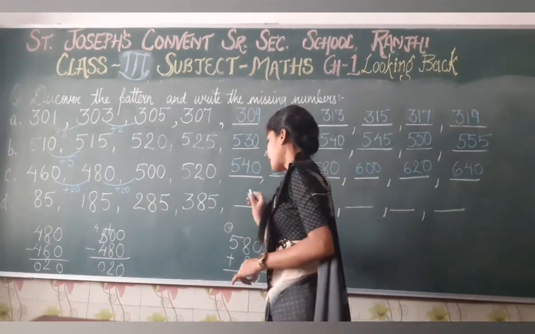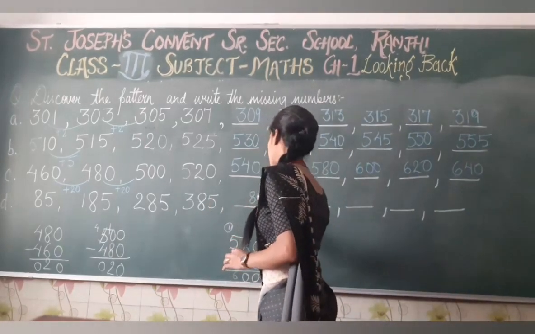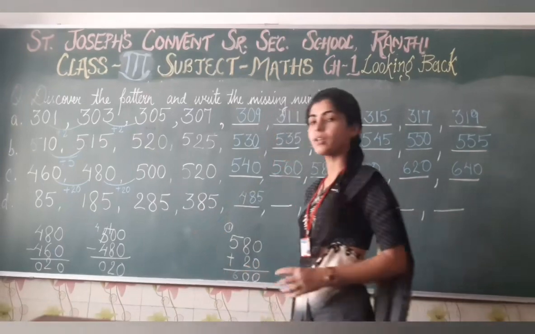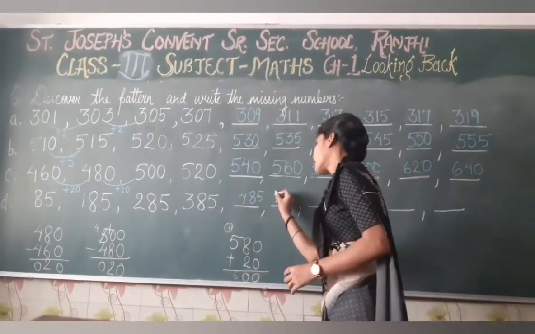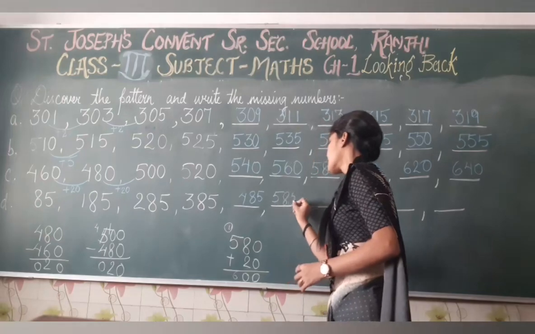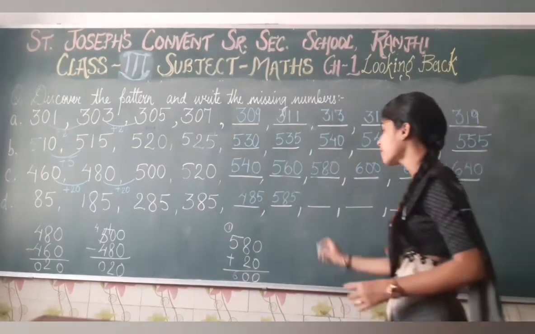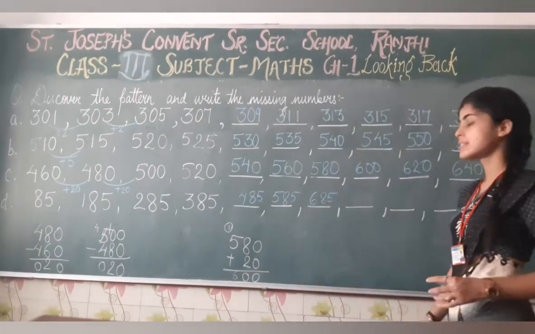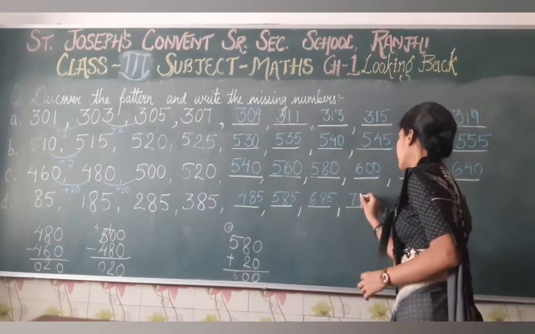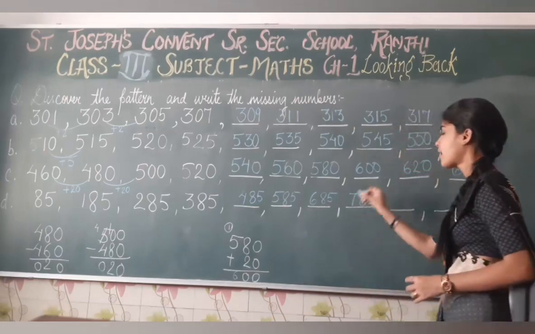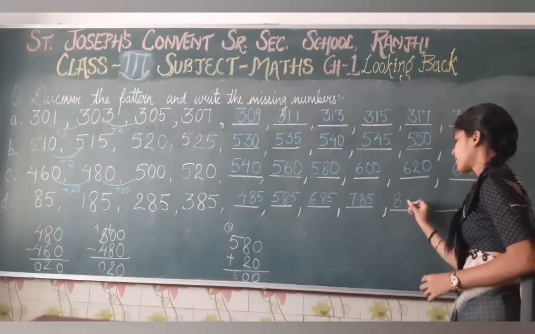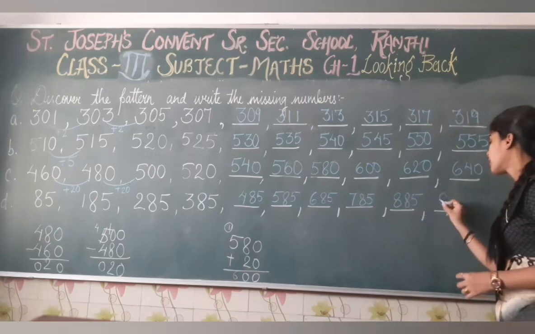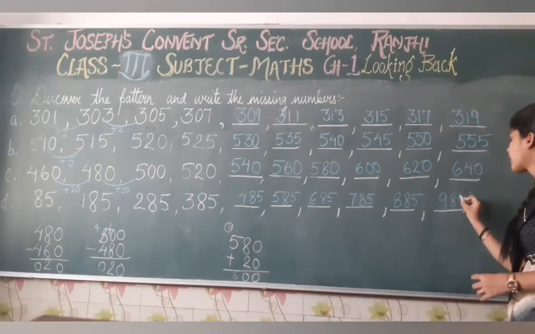As 85, the number remains the same. After 3, it will be 4 here. Now take the next one. It will be 5, 8, 5. After 5 comes 6. And 8 and 5 are going to remain the same. Then 7, 8, 5. After the 7, it will be 8. And 85 will remain as it is. After 8, it will be 9, 8, 5.